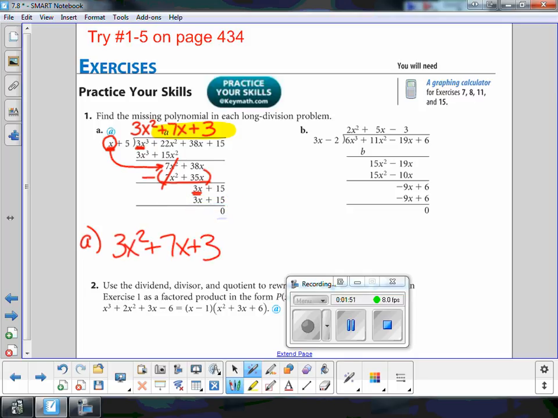In B, they're just asking you what would go here. In other words, what would you get when you take 2x squared times the 3x and times the negative 2?